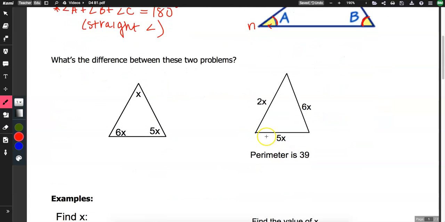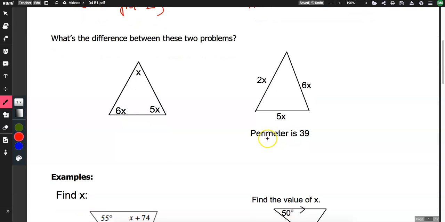So let's take a look here at what we're talking about, just being careful with labeling. So what's the difference between these 2 problems? When I look at these 2 problems, the first one, everything is marked on the inside, meaning this first situation is asking about angle measures. Everything here is on the outside. The second situation is asking about side measures.